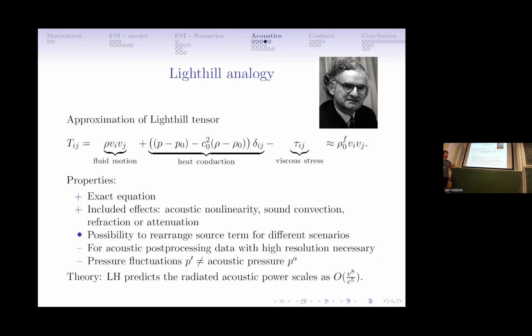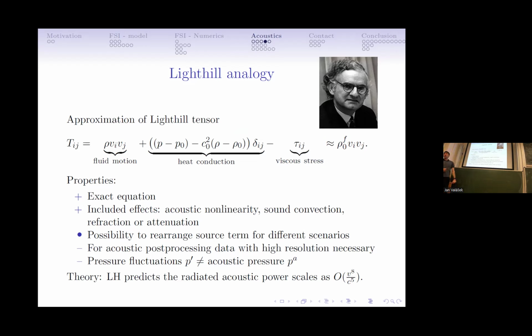Okay, and what does this Lighthill tensor look like? We can identify multiple mechanisms by which the sound is produced. First we have here rho times the tensor v_i v_j, and this is connected with the flow motion. Then we have this part which is non-zero only when we have some non-zero entropy in the studied fluid flow problem, and then we also have the viscous part. And usually in our case, when we have a low flow Mach number where we further assume an isentropic process, we can simplify this Lighthill tensor and approximate it with some reference density times this velocity tensor.